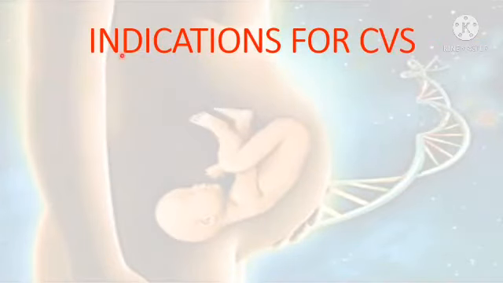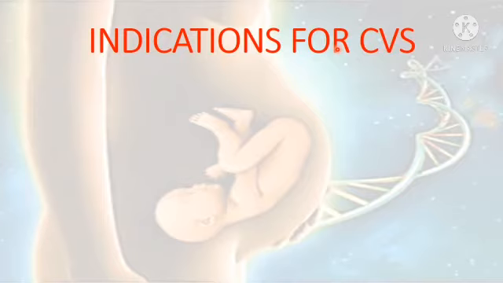You have to know what the indications for chorionic villus sampling are before advising it for the patient. Almost the indications are the same for amniocentesis and chorionic villus sampling. The main difference is that chorionic villus sampling is performed around 10 to 12 weeks of gestation, whereas amniocentesis is performed around 15 to 16 weeks of gestation. So there are more chances of fetal loss in chorionic villus sampling.